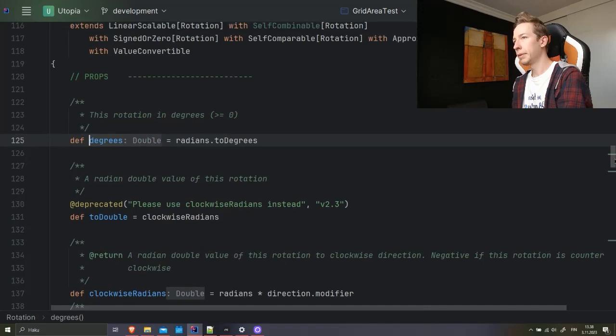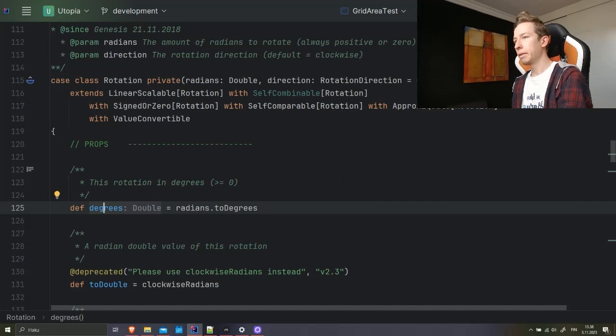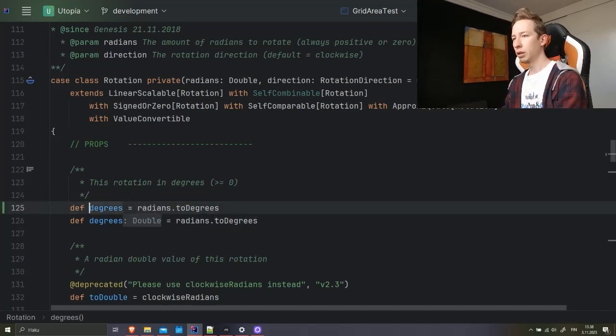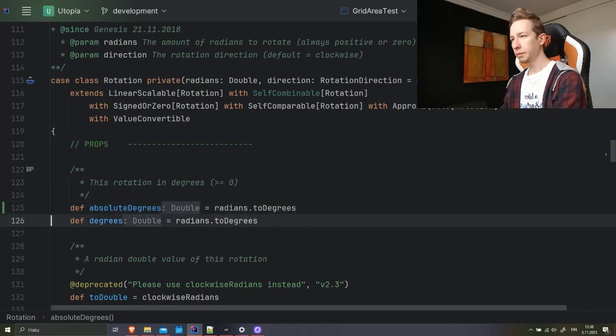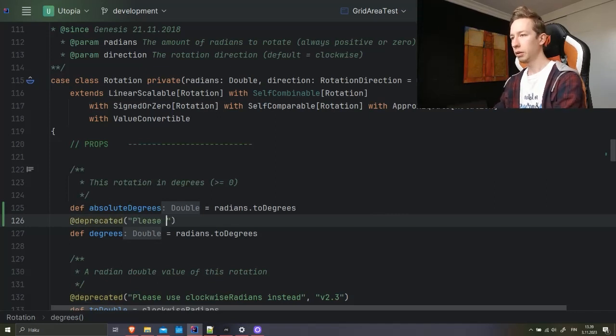So this rotation returns this decrease as always a positive number. And that's bad. So let's rename this to absolute decrease. But because we are dealing with a library that's already in use, we cannot just rename it without causing build errors. So we create a copy and do absolute decrease, and deprecate this previous version.